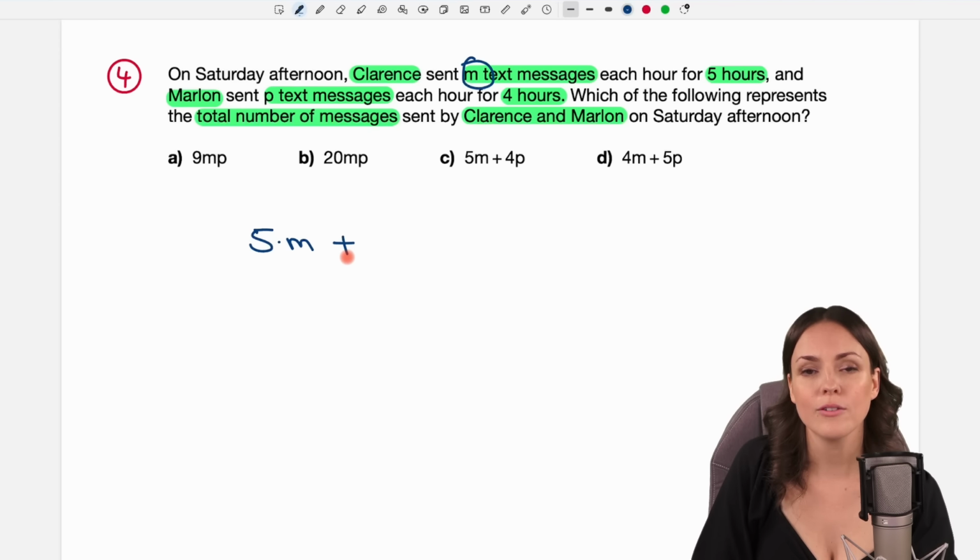And then we have to add the ones from Malin. He sent P text messages each hour for 4 hours.